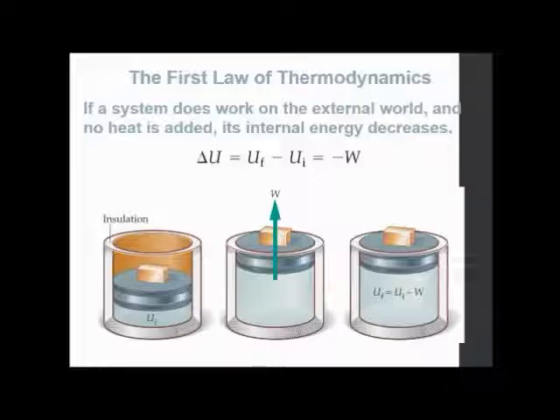Now if a system does work on the external world and no heat is added, its internal energy decreases. This is another form of the first law of thermodynamics. What happens in this case? There is an insulation, some mass is kept, and the internal energy is E1. Now no heat is given to it, but it is doing some work. In order to conserve energy, the internal energy of the system decreases and it becomes UF, that is equal to the initial energy minus the work done.